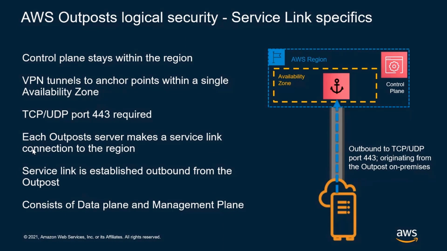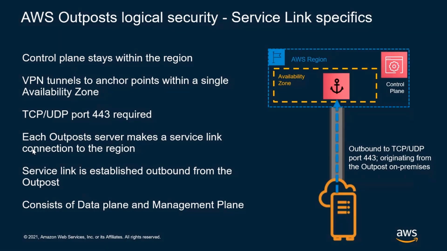Outpost does need to be continuously connected to the region to operate properly. It can tolerate disruptions and outages on that service link and keep on operating. But ultimately, for proper operations, it does need to be a very reliable, very resilient connection between Outpost and a home AWS region. So essentially, as I mentioned, the control plane stays in the region.